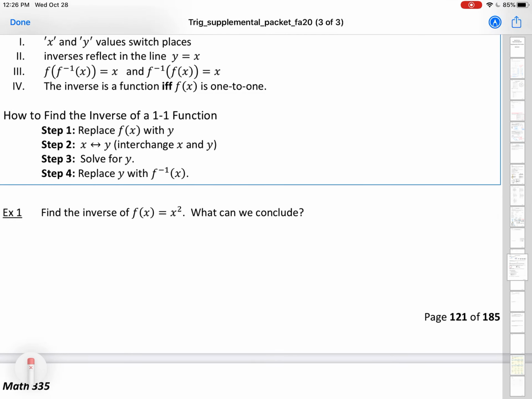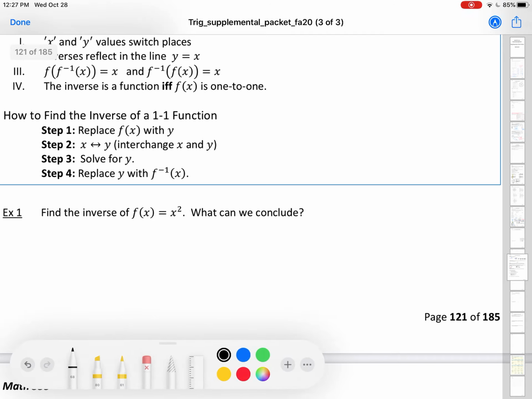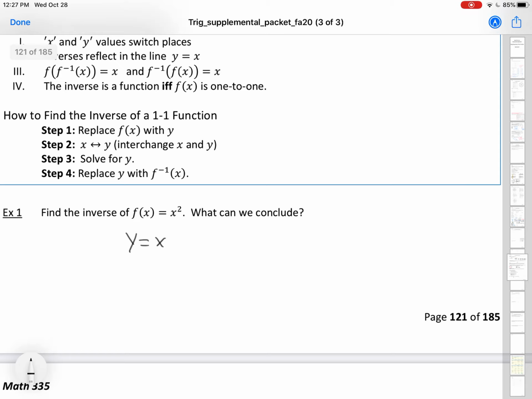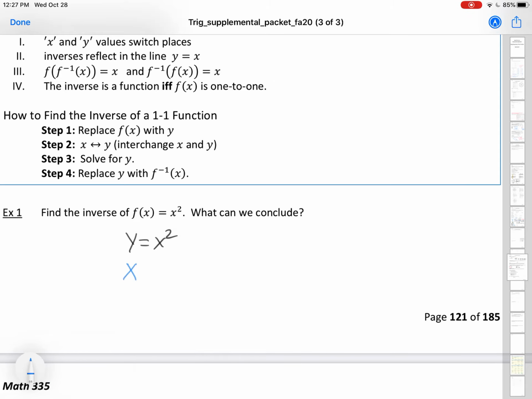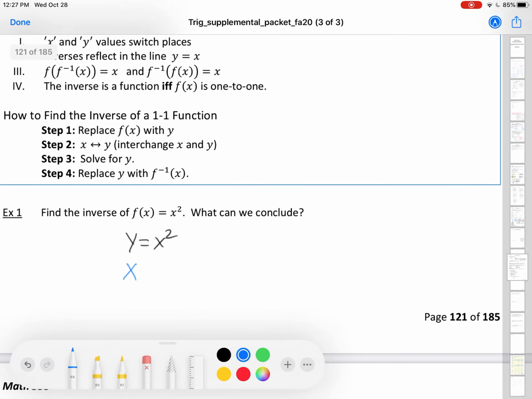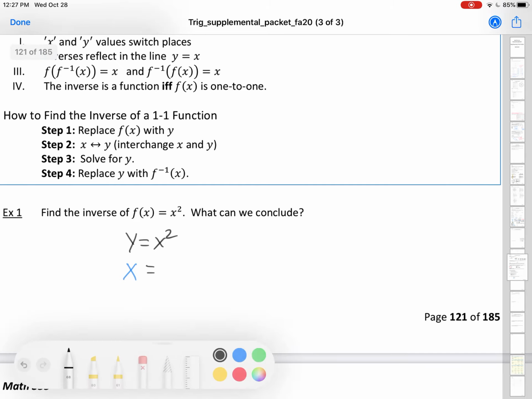So let's look at what happens here. Find the inverse of f of x equals x squared. This is the one I was referring to, and it's really weird to find this guy's inverse. Well, let's find it the way we're supposed to, and you can see what the problem's going to be. Remember, this is y equals x squared, and to find the inverse, from the prerequisite to this class, you are going to interchange the x's and the y's.